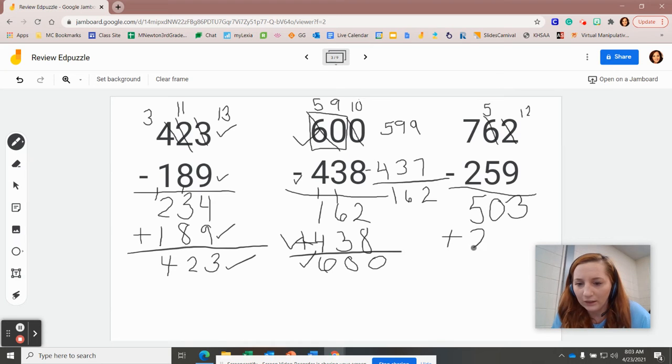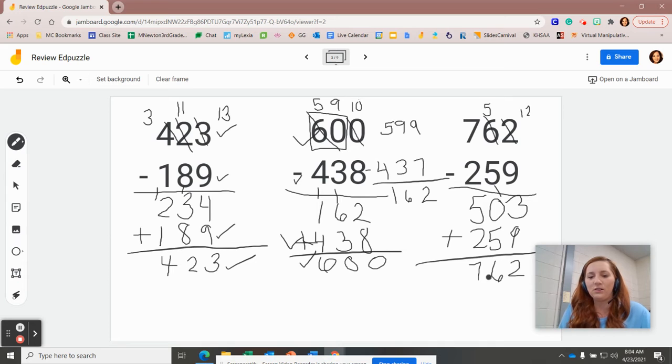We'll double check our answer by adding what we took away. 9 plus 3 is 12. 5 plus 1 is 6. And 5 plus 2 is 7. 762, 259. It all checks out.